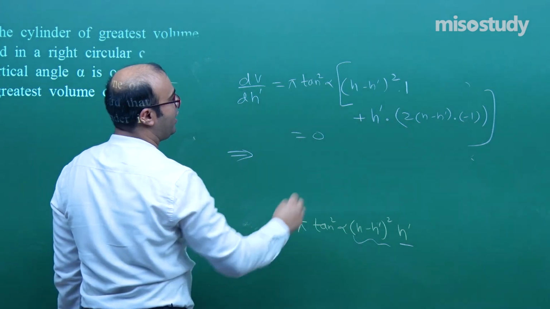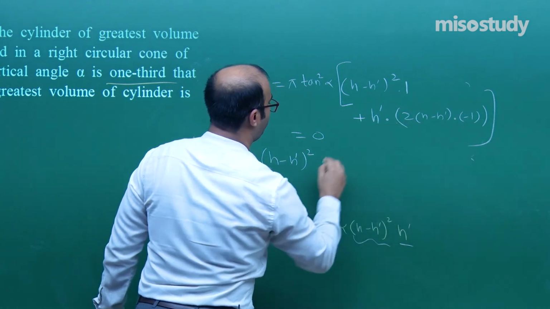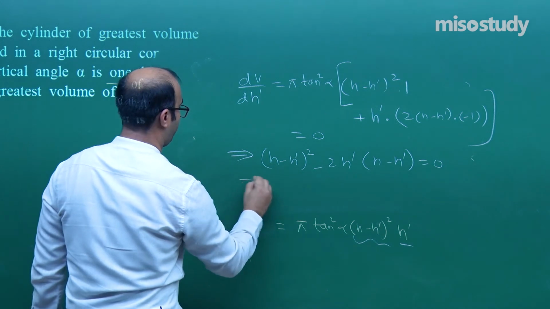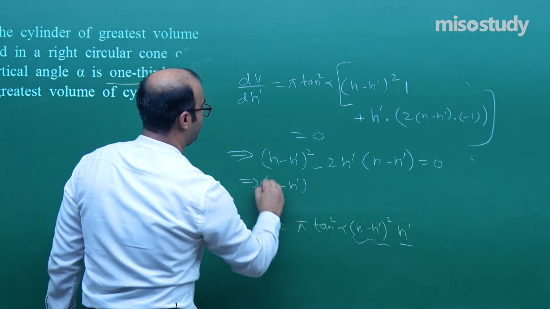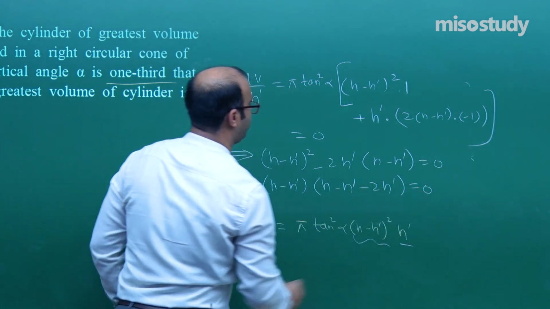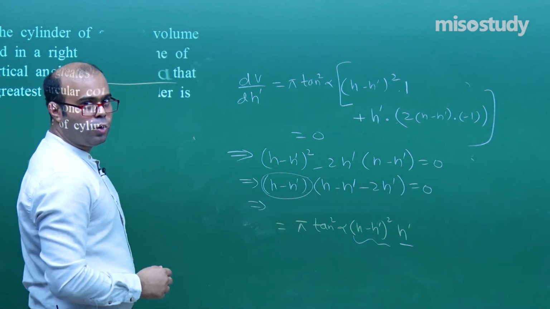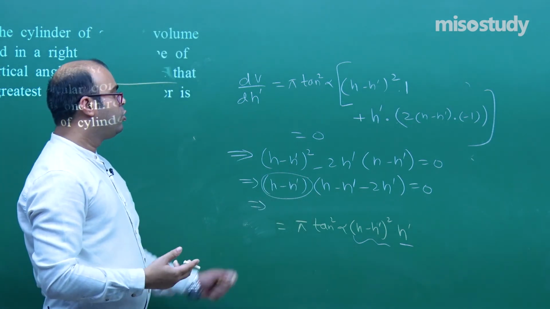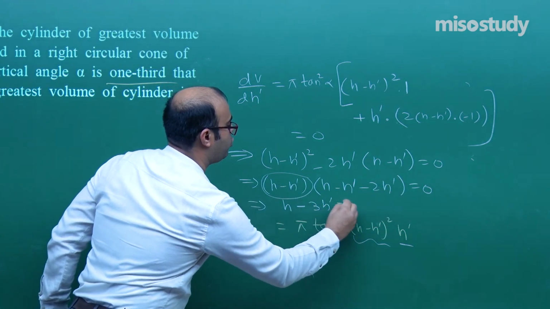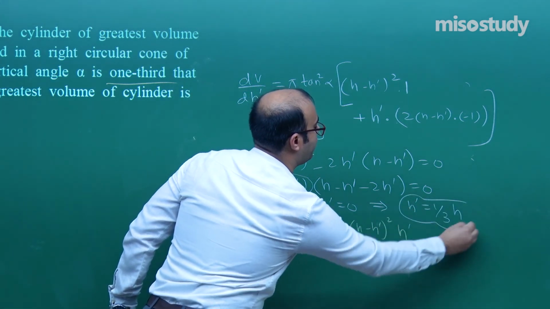Pi tan square alpha will vanish. This is h minus h dash whole square minus 2 h dash into h minus h dash, that is equal to 0. H minus h dash is taken as common, so it becomes h minus h dash here minus 2 h dash here is equal to 0. What do you get here? Since h minus h dash cannot be 0, as the height of the cone and cylinder cannot be equal obviously, this is not possible. So this is 0, which means h minus 3h dash equals 0, which means h dash is equal to 1 by 3 of h. This is what we had to prove.